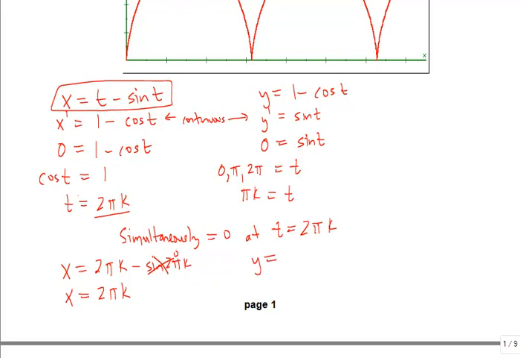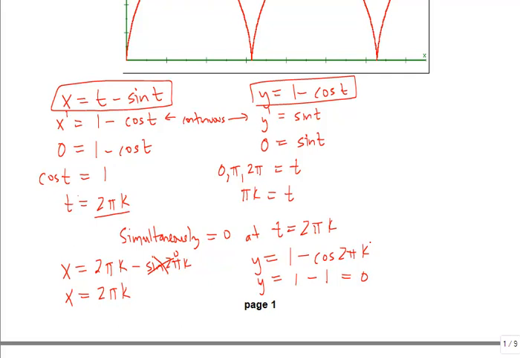So if we go up here to our function for y and substitute in 2 pi k in for that t, we'll get 1 minus cosine of 2 pi k. Cosine of 0 is 1, cosine of 2 pi is 1, cosine of 4 pi is 1. So this cosine of 2 pi k is always equal to 1. Therefore, we're always going to get 1 minus 1, which is 0.